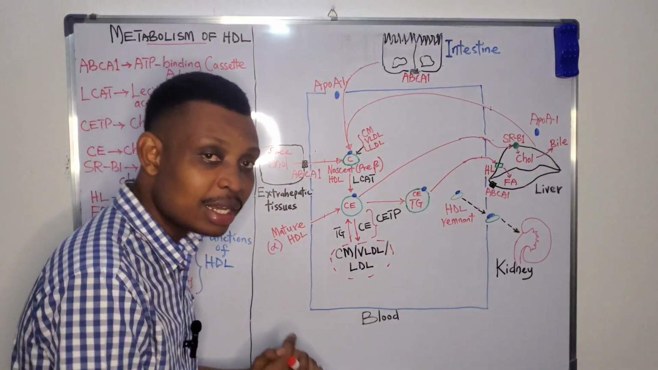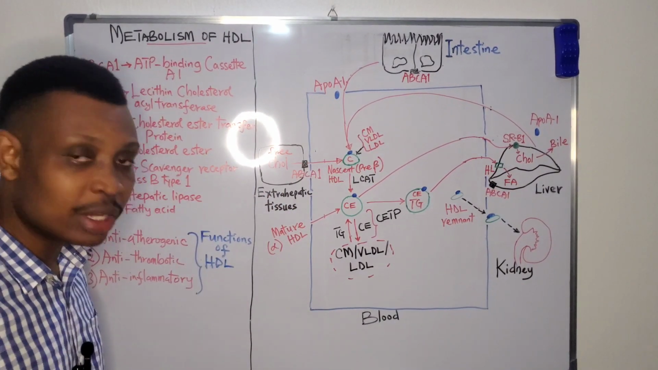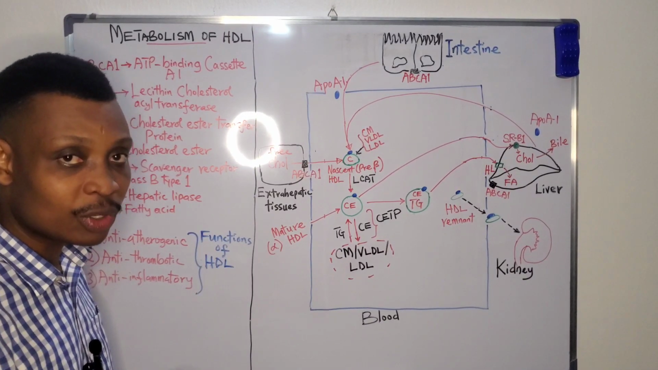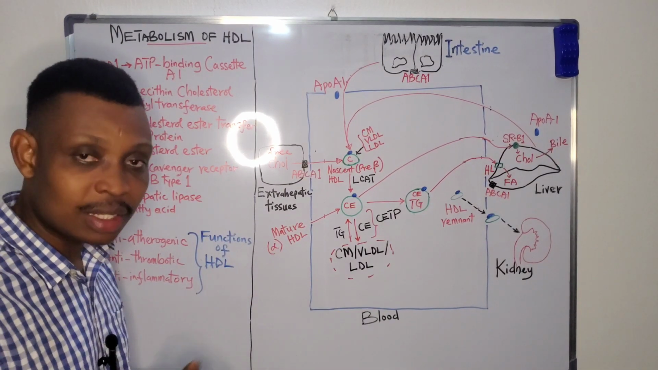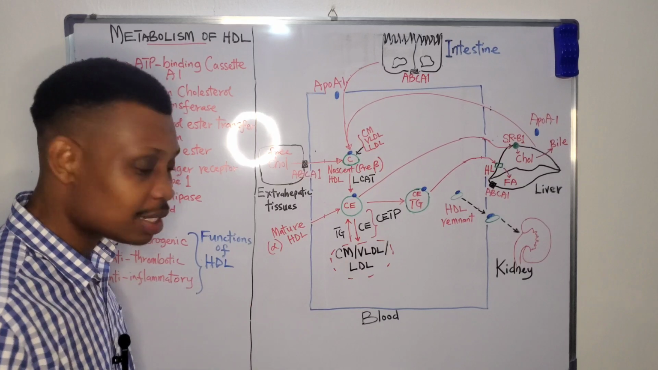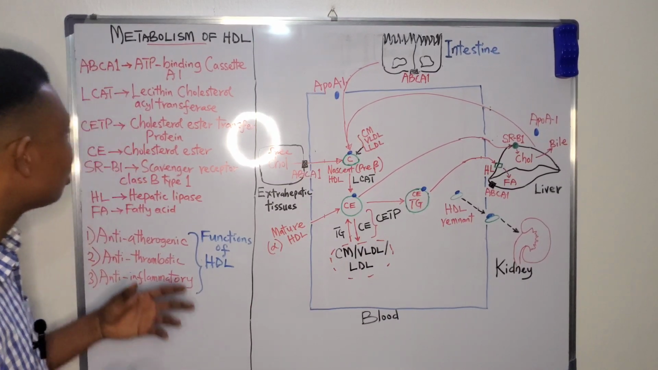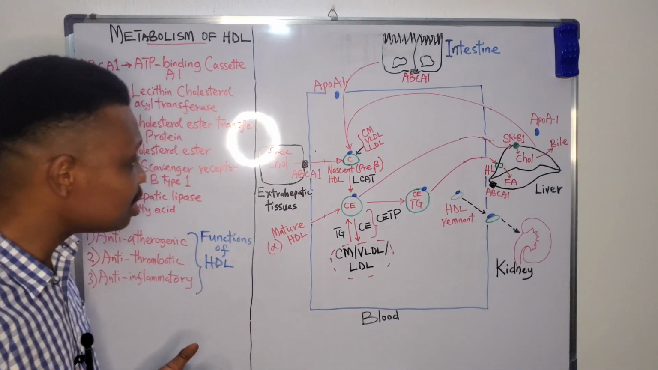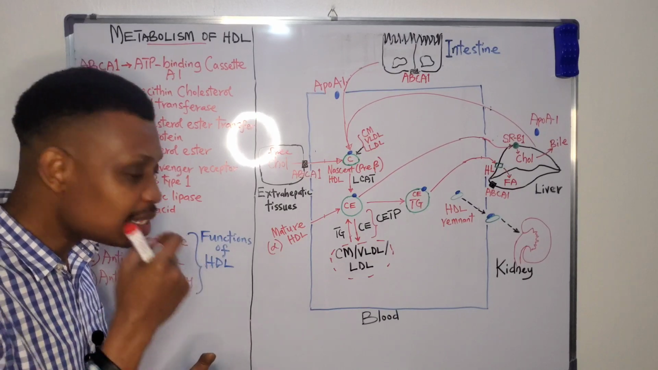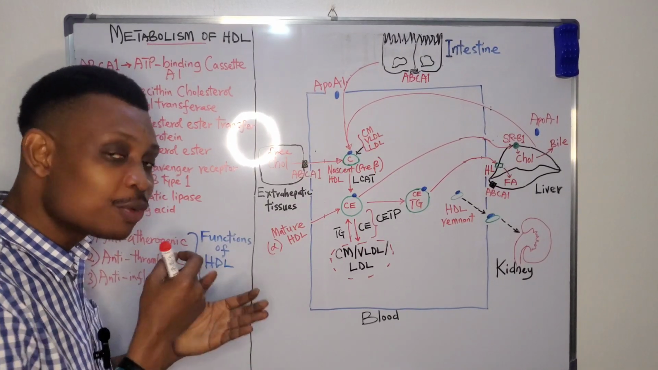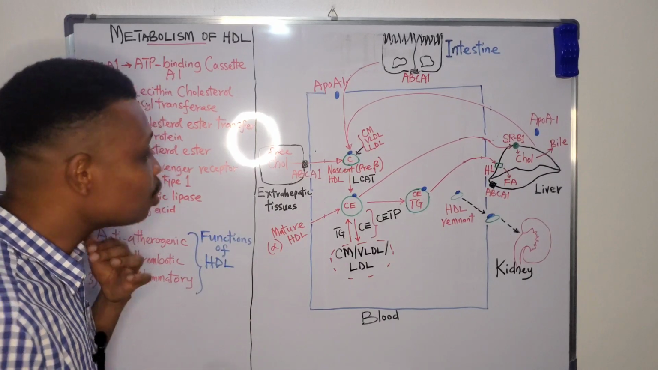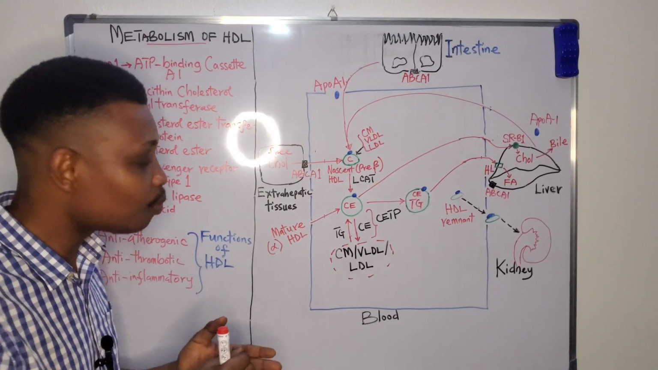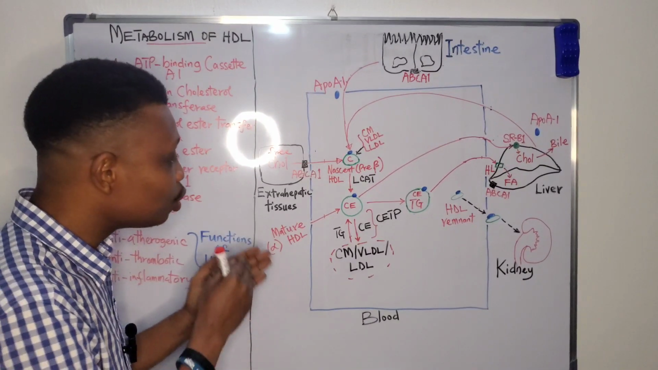So, for the nascent HDL to become mature HDL, there must be the esterification of the HDL cholesterol. The esterification of HDL cholesterol is facilitated by an enzyme called LCAT. LCAT means lecithin cholesterol acyl transferase, and this enzyme catalyzes the transfer of fatty acids from phospholipids to cholesterol.